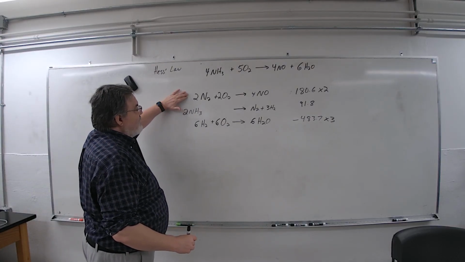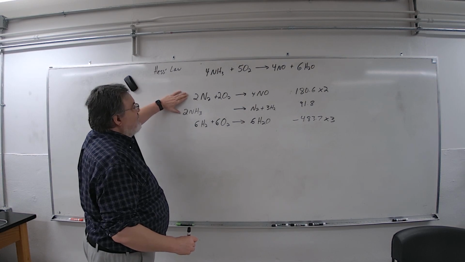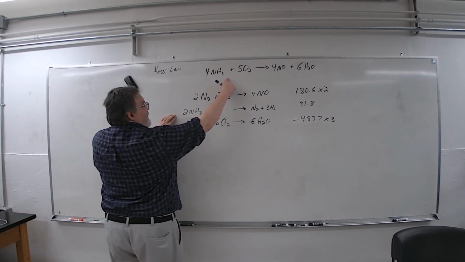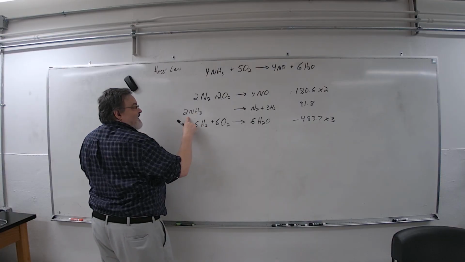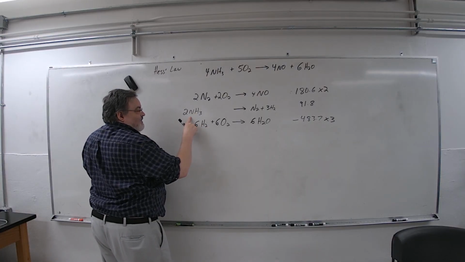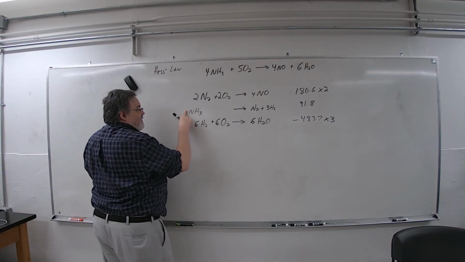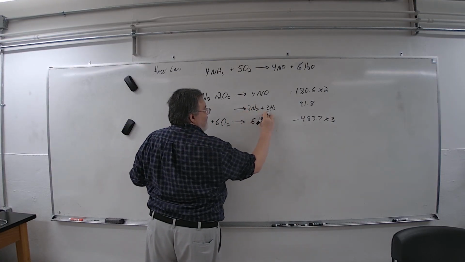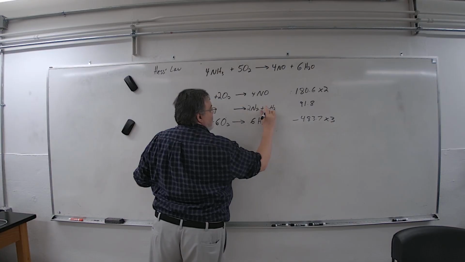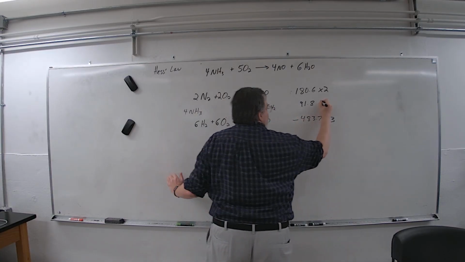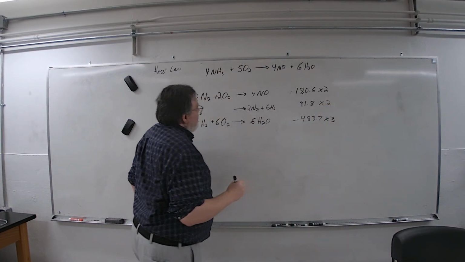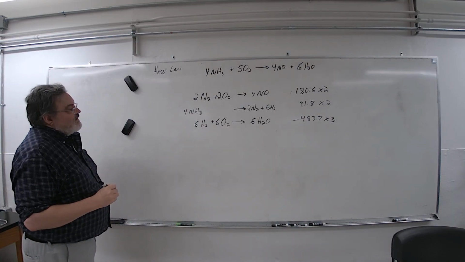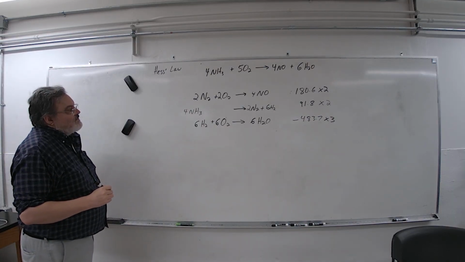And 2 is not canceling. NH3. I need 4 NH3, so okay, you're going to multiply this by 2. So multiply that by 2, 4, multiply that by 2, multiply that by 2, I get 6. That's how I do it. I got too many oxygens.